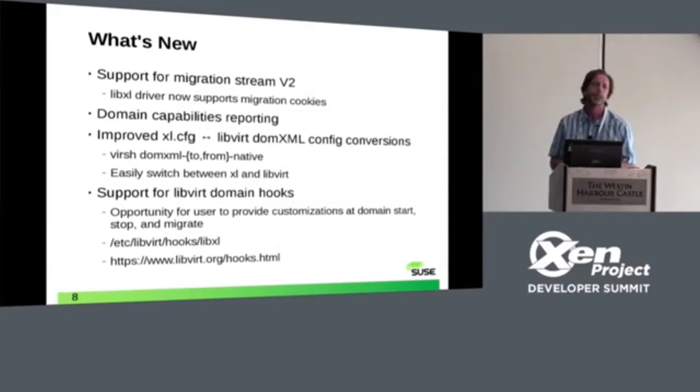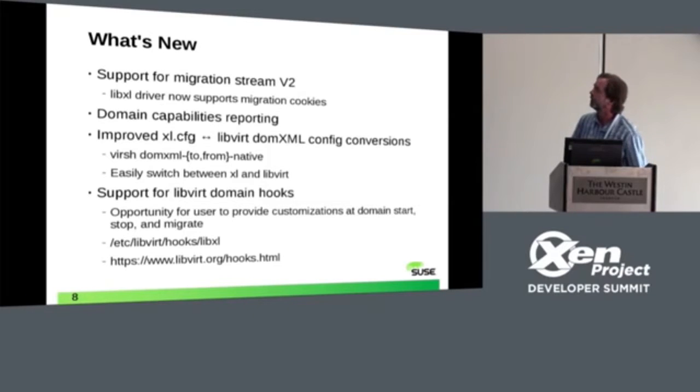If you're using libvirt and you're having some problem creating or managing a domain, you could convert that XML to xl.cfg, use XL directly, and determine: is my problem in libvirt or is it something in the Xen tool stack?